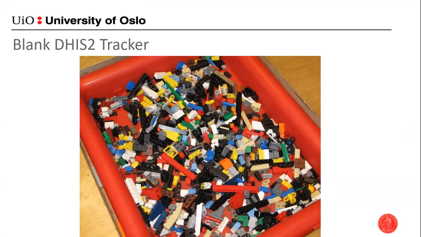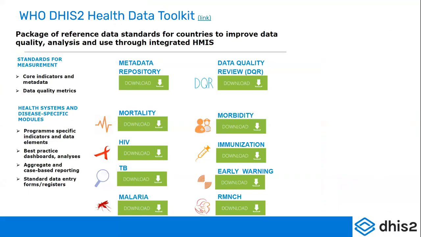So one of the initiatives that we've had ongoing actually for years now, the University of Oslo is a collaborating center with the World Health Organization. And as part of that partnership, we have been making pre-configured packages of DHIS2 that take into account the global recommendations for given diseases or health areas, the indicators that are recommended, the kinds of decision-making that wants to be done.